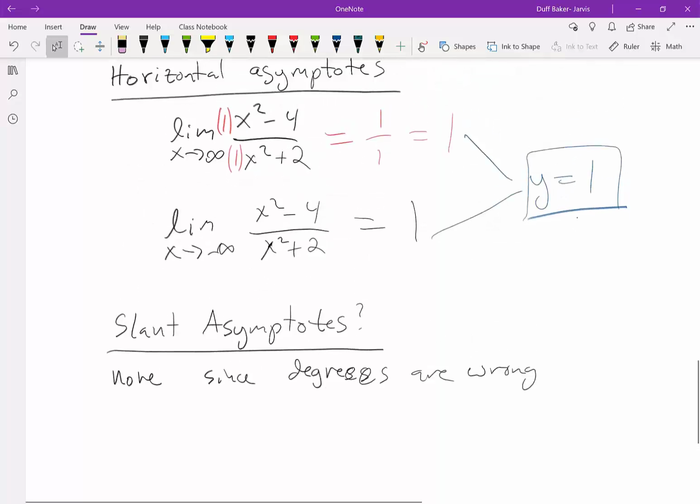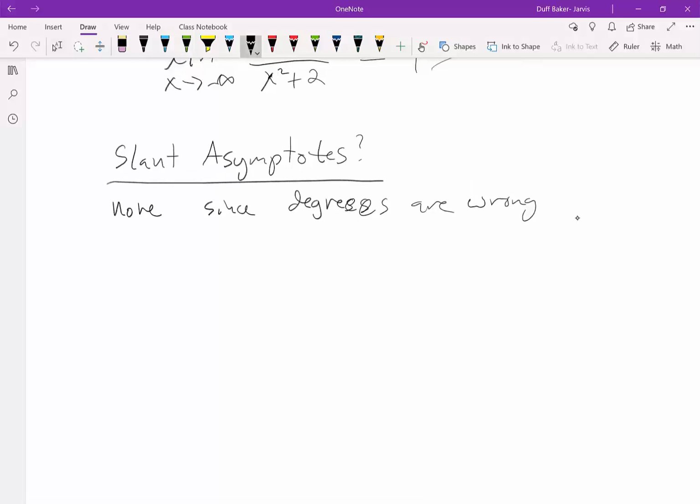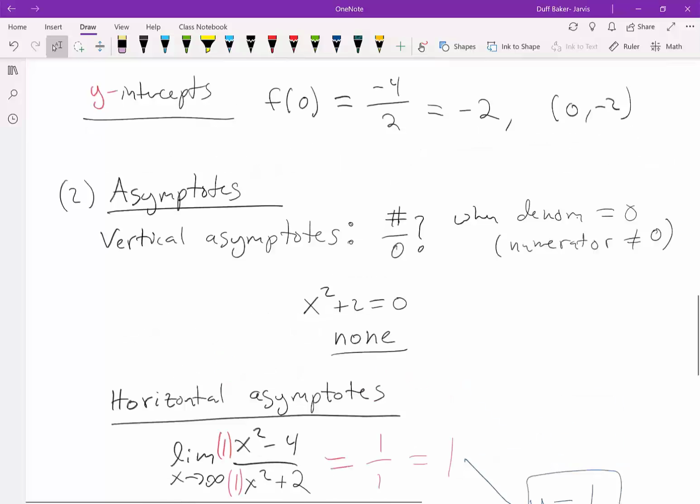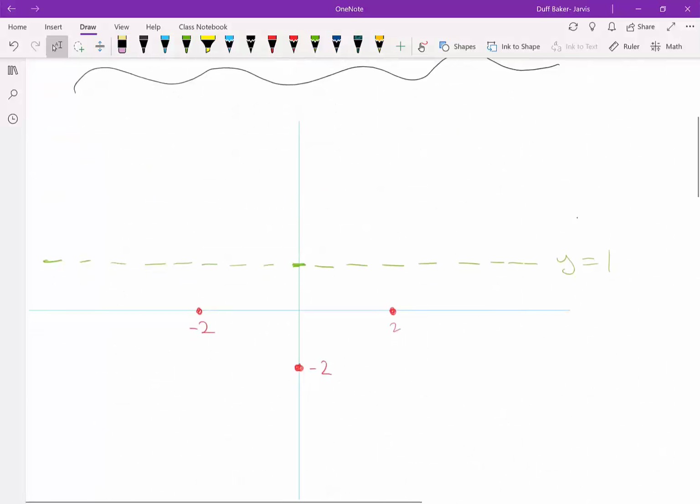Something else that I think is worth doing when you're doing asymptotes is answering the question, what is the behavior at the asymptotes? So basically what I'm trying to ask is, this function only had one horizontal asymptote and no vertical ones. What I'm saying is, as I go really far to the right, is it going to come in from above or is it going to come in from below? Which of these cases is going to happen? And how can we tell that? And the same, which way is it going to happen on the left? So that's what we're trying to figure out here.